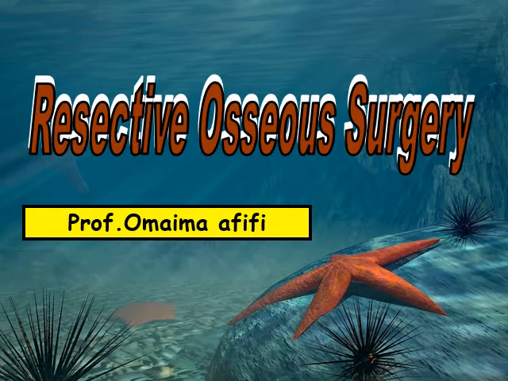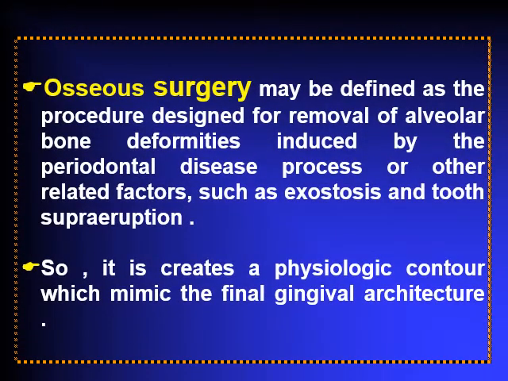I will discuss with you now the lecture of resective osseous surgery. First, we have to know the definition of osseous surgery. It is defined as the procedure designed for removal of alveolar bone deformities induced by the periodontal diseases or other related factors such as exostosis and tooth supra-eruption.